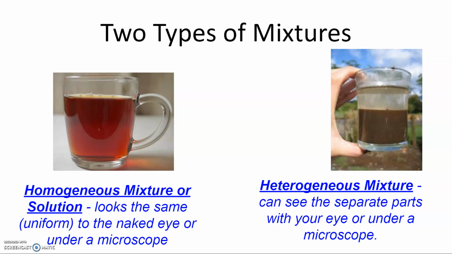So an example of that would be this sand in water. Notice how the sand is settled on the bottom, the water's on top, and you can see the two different parts. They're still mixed together, they're still combined. However, you can see the different parts. So hetero means different.